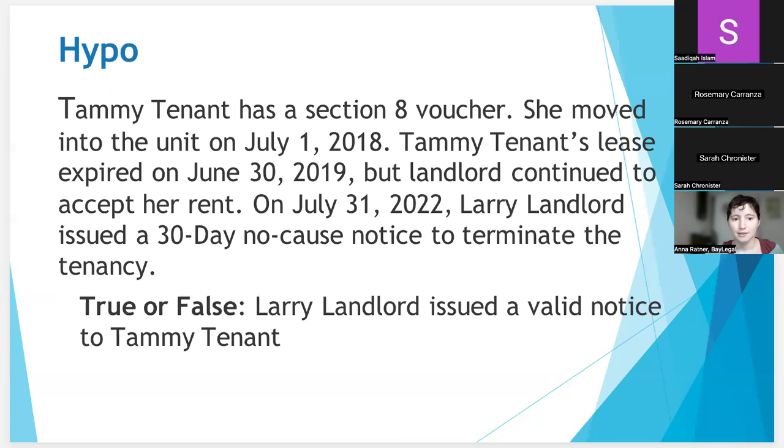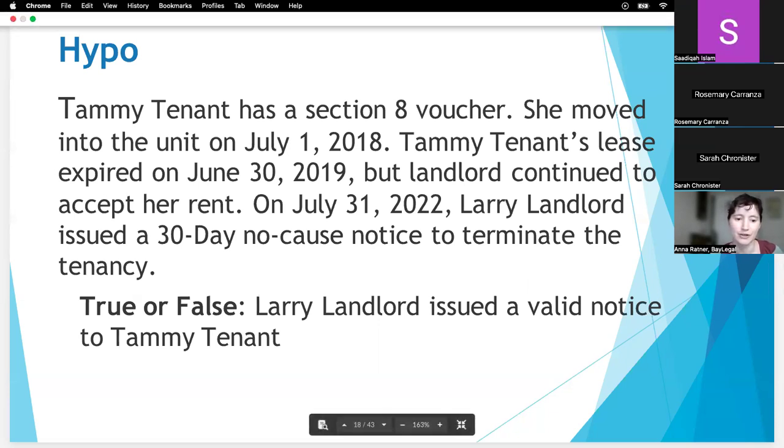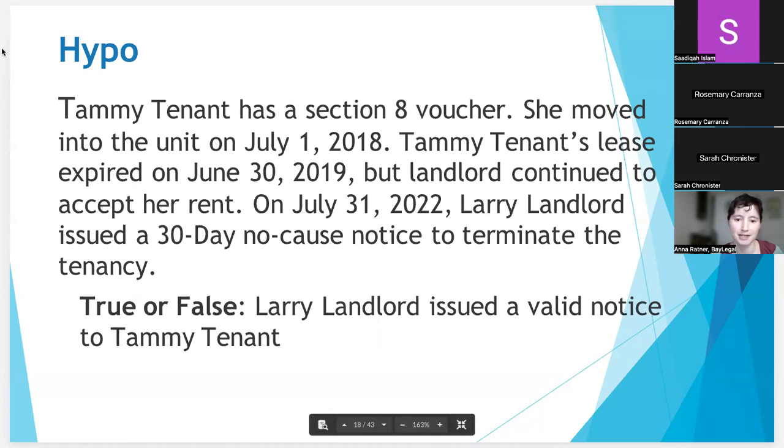Different hypothetical. Tammy has a Section 8 voucher. She moved into the unit on July 1st, 2018. Her lease expired on June 30th, 2019, but the landlord continued to accept her rent. On July 31st, 2022, the landlord issued a 30-day no-cause notice to terminate the tenancy. So it's just a true or false. Is this a valid notice under these circumstances?